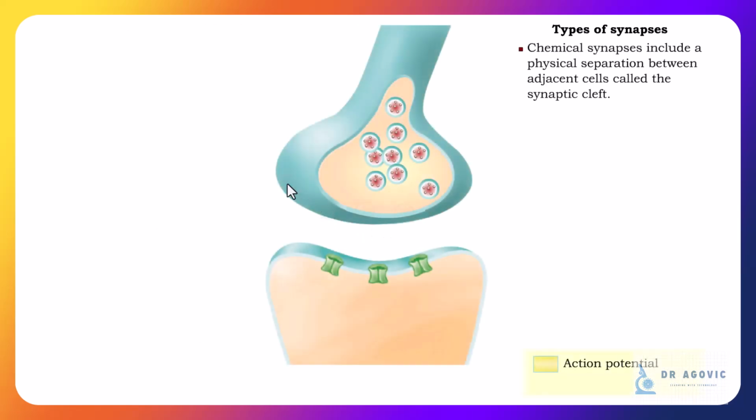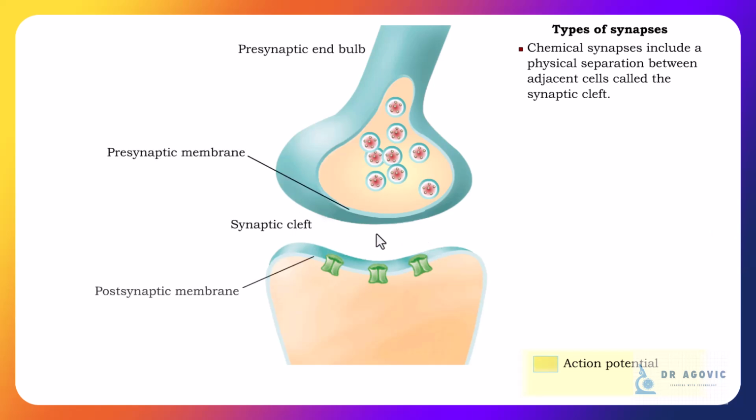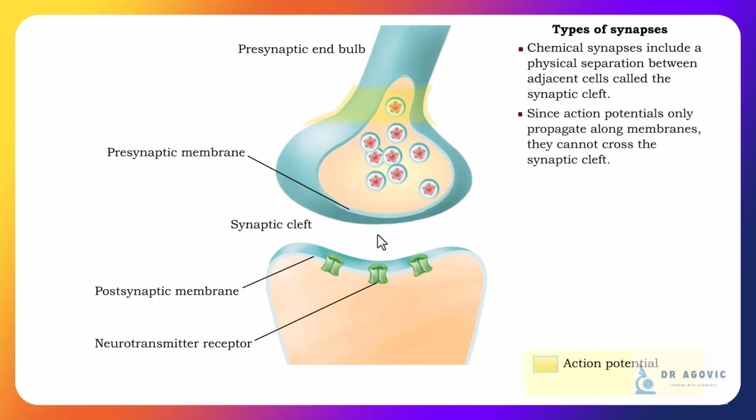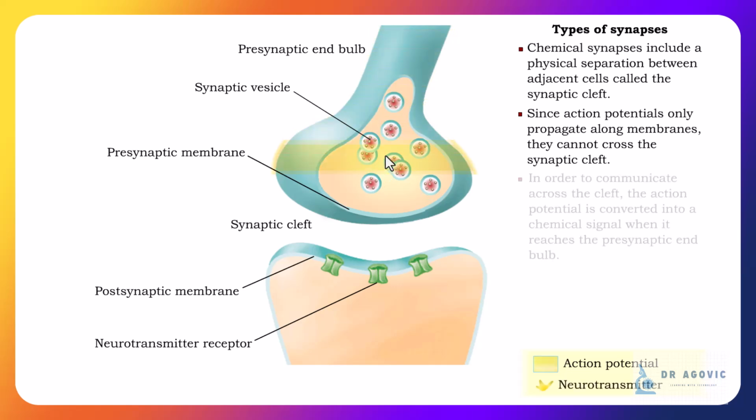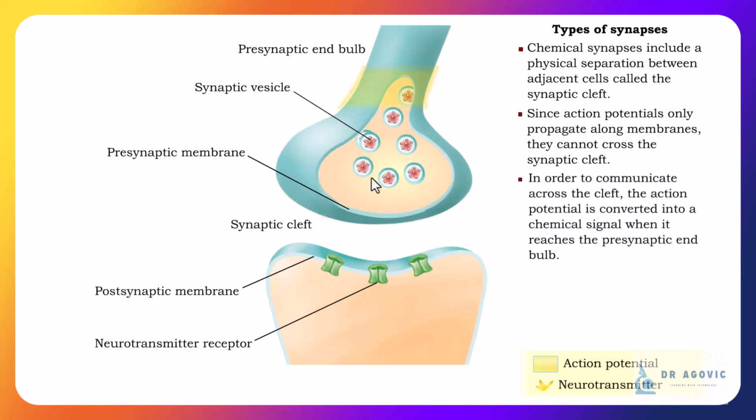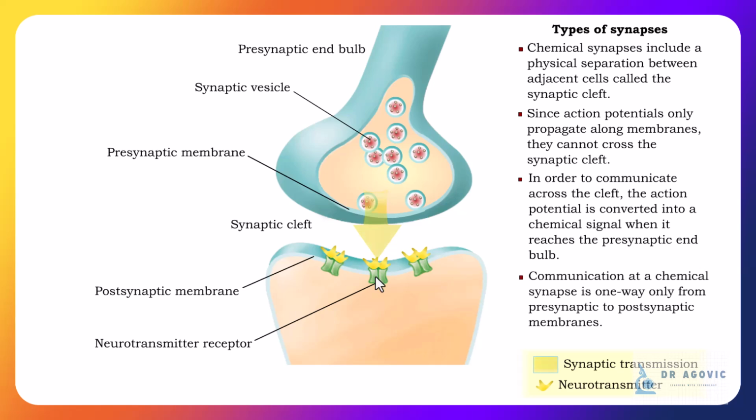A physical separation between adjacent cells, called the synaptic cleft, is characteristic of a chemical synapse. Because action potentials cannot cross a synaptic cleft, this electrical signal is converted into a chemical signal using neurotransmitters to cross the cleft. Unlike electrical synapses that allow for two-way transmission of signals, communication at chemical synapses is one-way only.